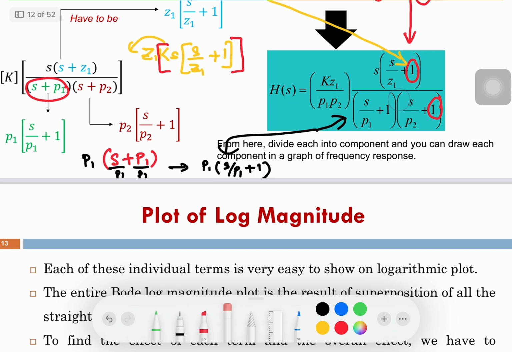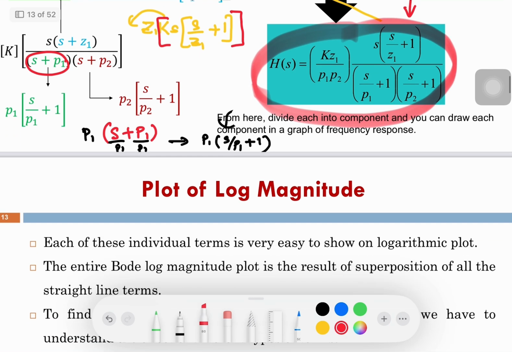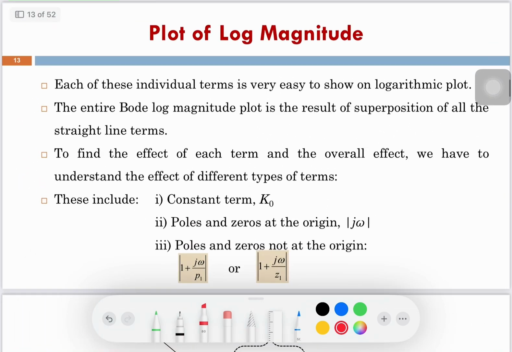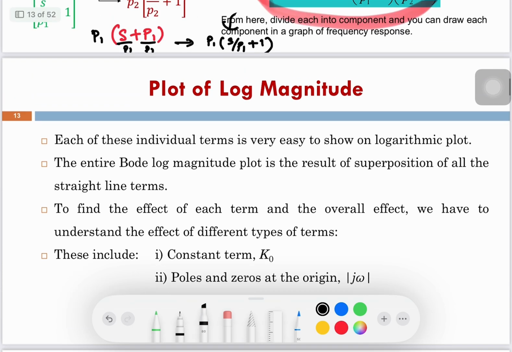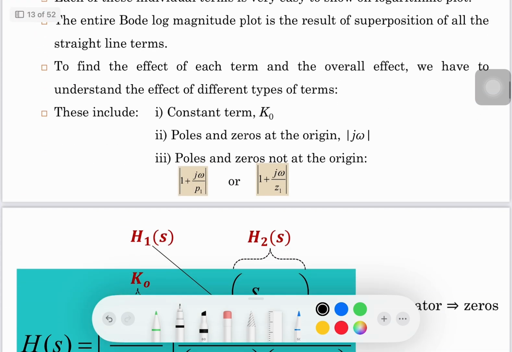Let's say finally you can convert your equation to look like this. How do you plot the log of the magnitude? When you want to plot the log of the magnitude, we need to consider every single component, in which this one is your constant, this one is your first transfer function, second transfer function, third transfer function, and fourth transfer function. So let's take a look.